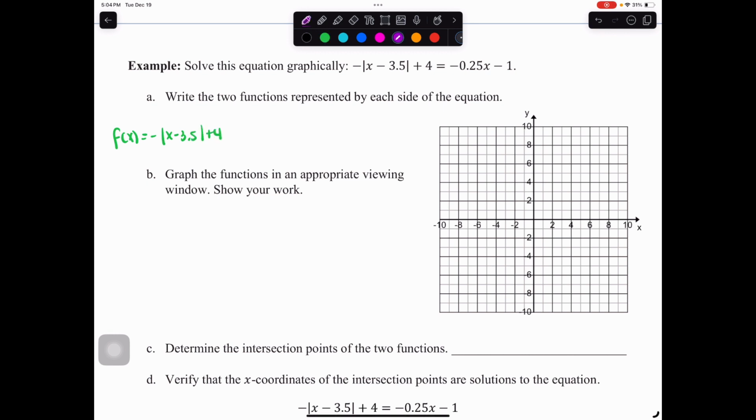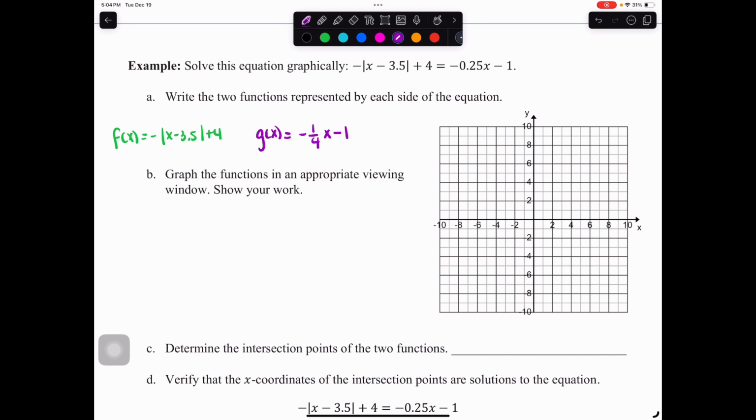And then the second function we'll call g of x. We don't want them to have the same name. And that I'm going to change from negative 0.25x to negative 1/4 x minus 1. Just because that way it's going to be easier when we go to graph it with a slope. So it says graph the function in an appropriate viewing window and show your work.